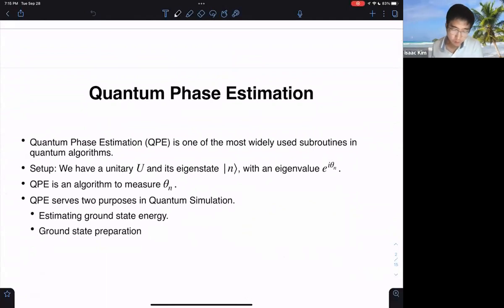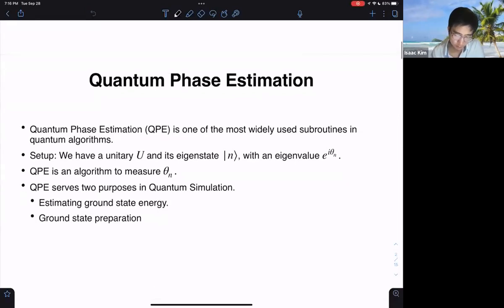Why am I talking about quantum phase estimation? Well, what is it? We're going to talk about that soon. But the reason why I'm talking about this is because it's probably the most widely used technique in quantum algorithms, perhaps all quantum algorithms. So it's very good to know what this is. I mean, if you're interested in quantum algorithms, you should know how this works.